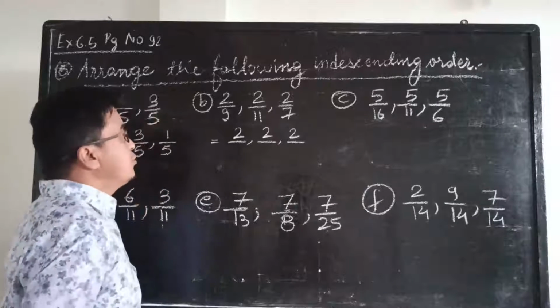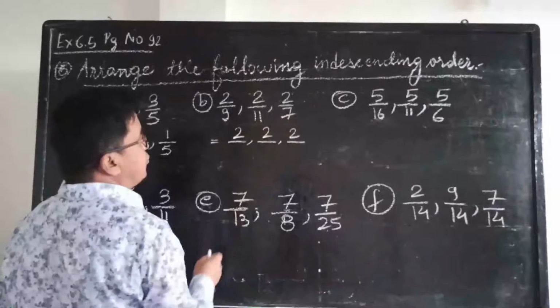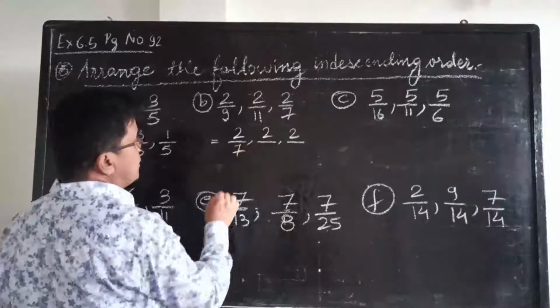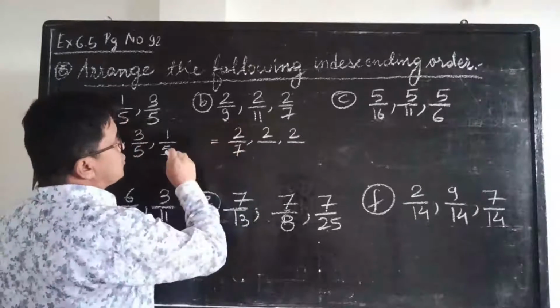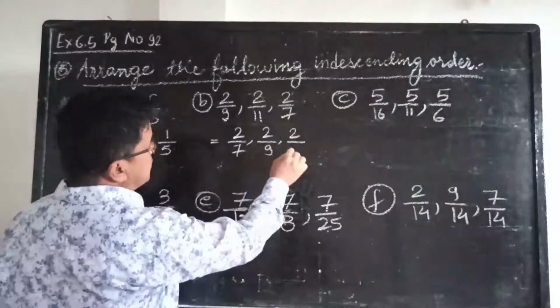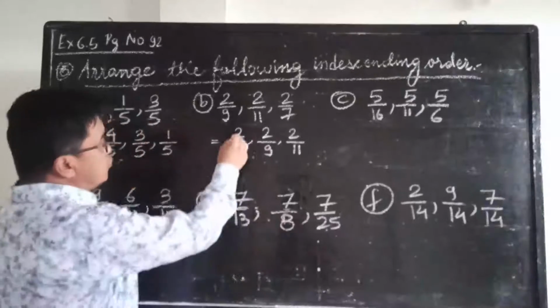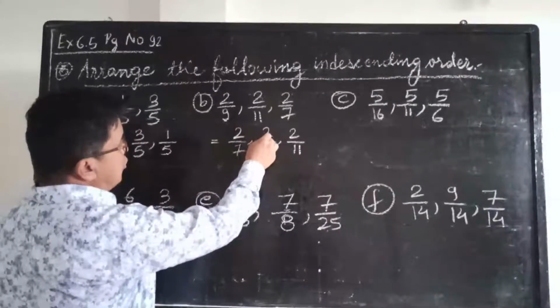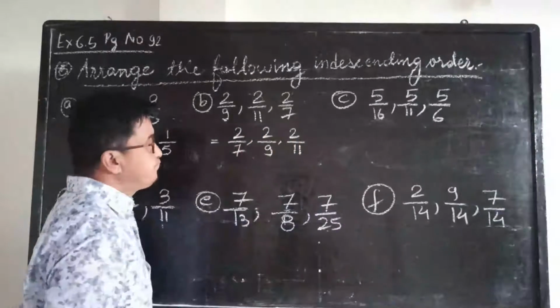Now the denominators are 9, 11 and 7. Which is smallest? 7. This is the biggest. And 9 and 11, which is smaller? 9. And the last one comes 11. So 2 upon 7, 2 upon 9 and 2 upon 11.